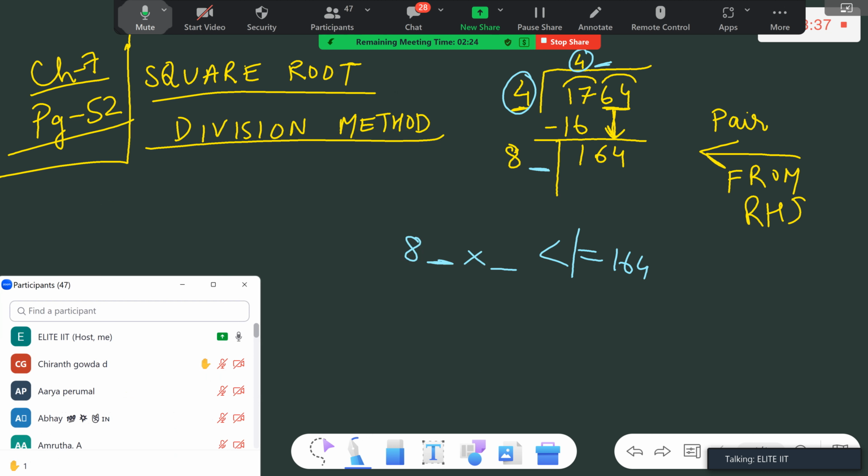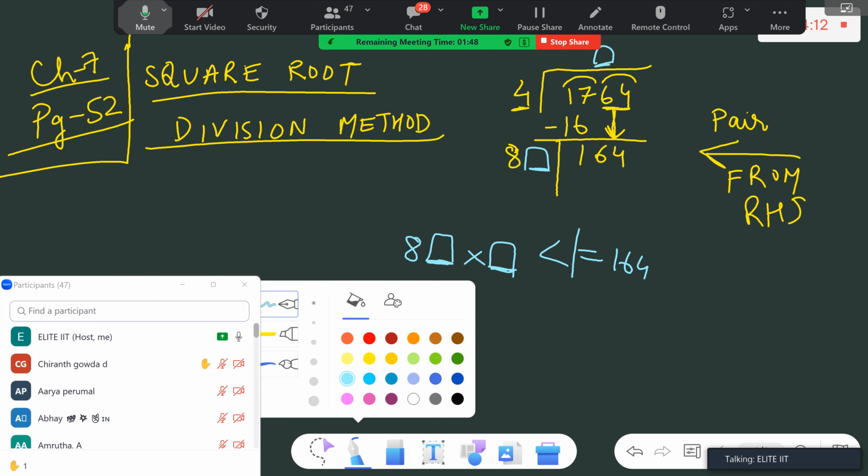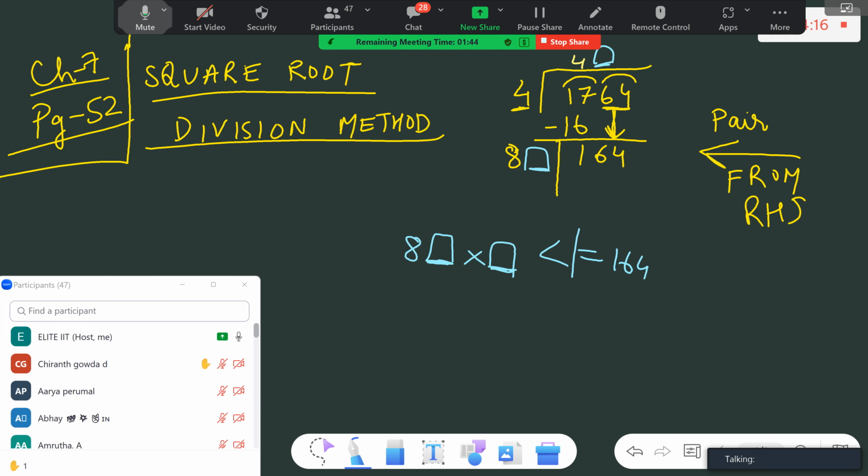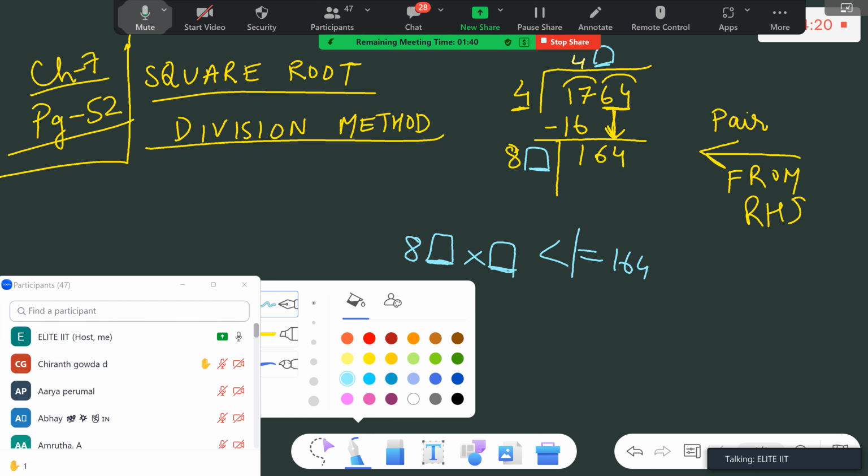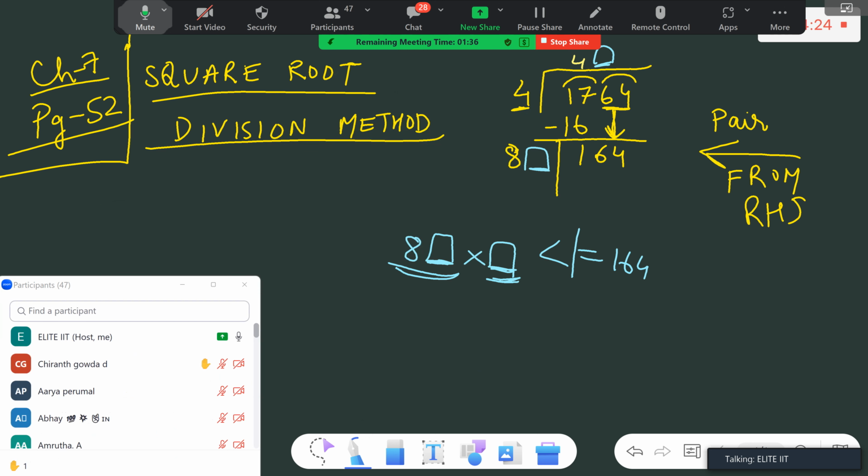Now after that, the remaining portion of the divisor and our next number of the quotient will be the same: 8 along with this new digit, multiplied with the new digit only. Don't take this 4 from the quotient, let it be. Only take this new digit. So 8 along with this new digit, into the new digit, should be less than or equal to your dividend 164. Is the concept clear up to this much?